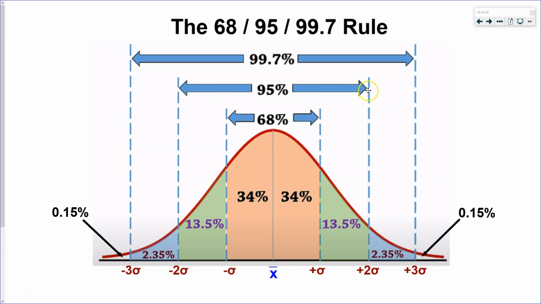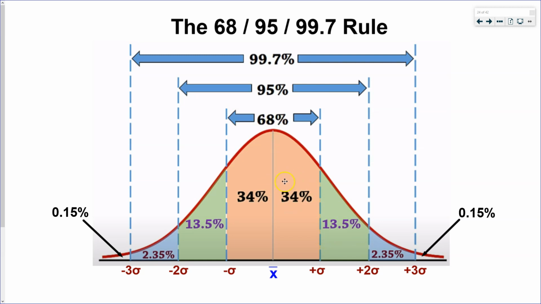If we step out one more standard deviation, that covers 95% of the outcomes. And if we step out 3 standard deviations on each side of the mean, that's going to cover 99.7% of the outcomes. Now there's a little tail left over here for 0.15% on each side, and you can see the percents of just the single regions have been broken out for you as well.